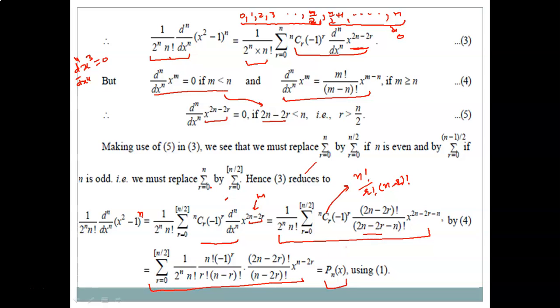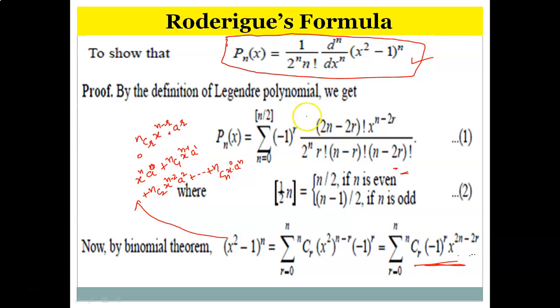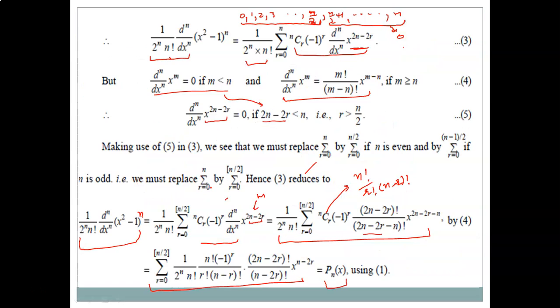So we have established that this quantity is equal to Pn, and this is what we call the Rodrigues formula. That is, Pn is equal to 1 by (2^n n!) times the nth derivative of (x square minus 1) raised to power n. So this is the proof of the Rodrigues formula.